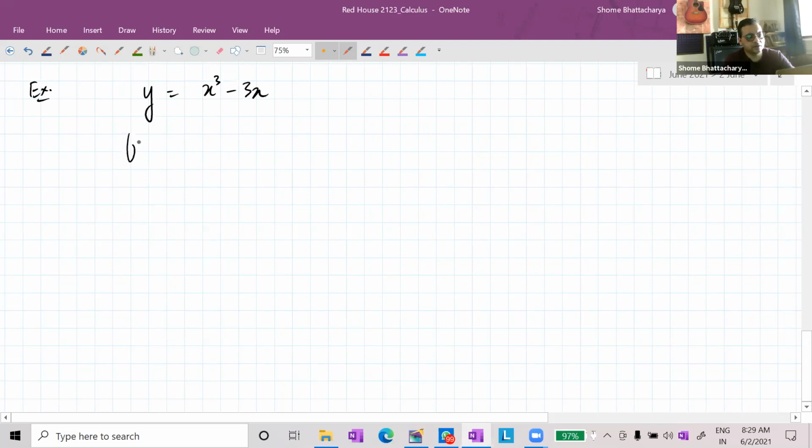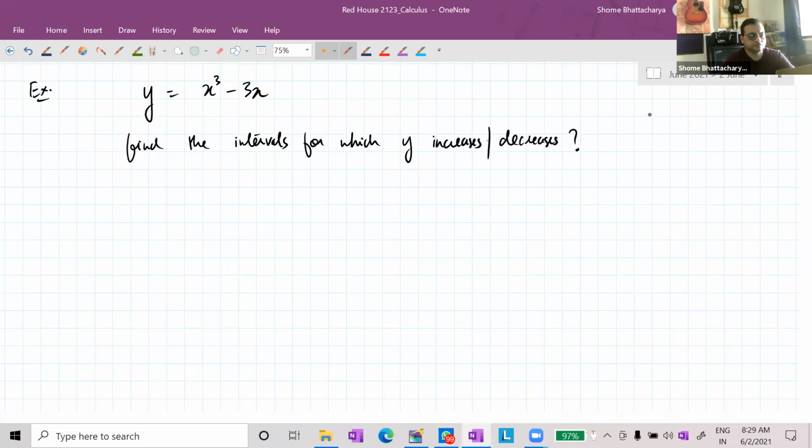Now we want to find the intervals for which y increases or decreases. Just try this out yourself. We'll discuss in a moment. So apply the same technique like we've done in the previous question.